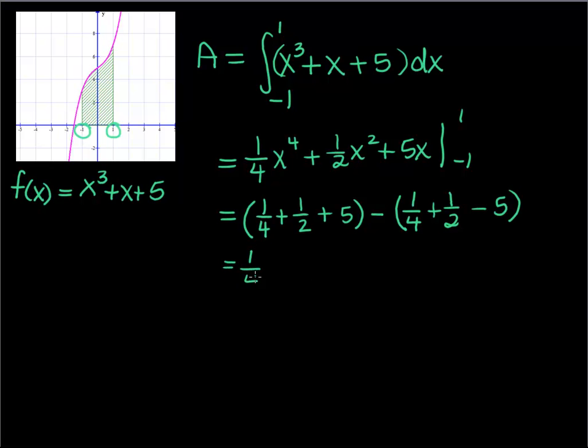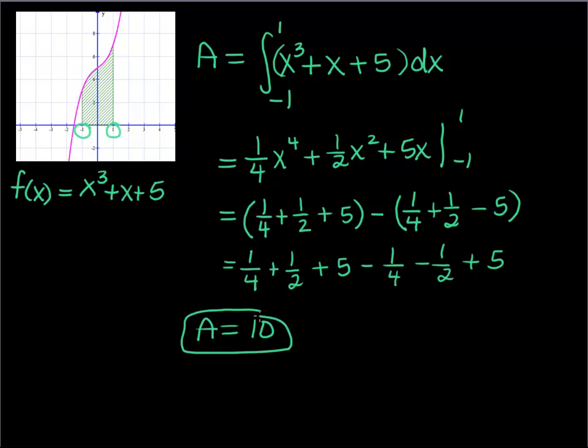That's a pretty big deal because this guy actually becomes pretty nice. I take the negative through, I get minus 1/4. I made this problem up, and I am very, very surprised that the area became that nice, that we just got 10. Everything else cancels. The 1/4 cancels, the 1/2 cancels, and we just get 5 plus 5, which is also known as 10. So that's pretty neat, right?